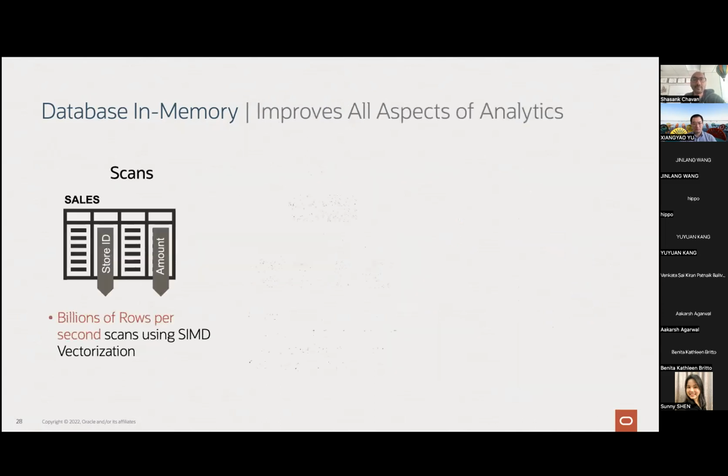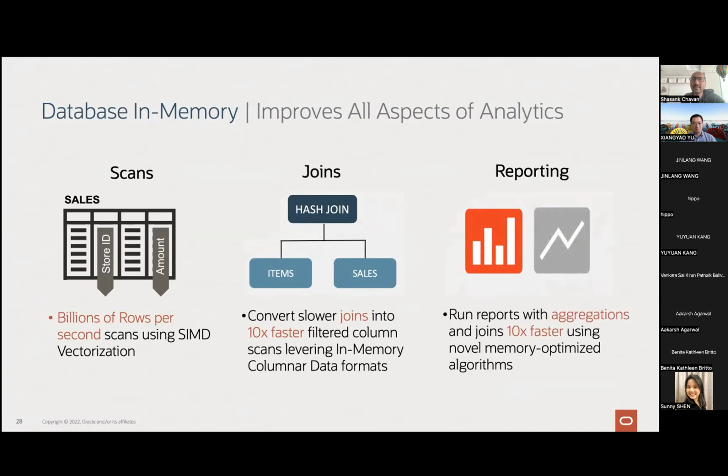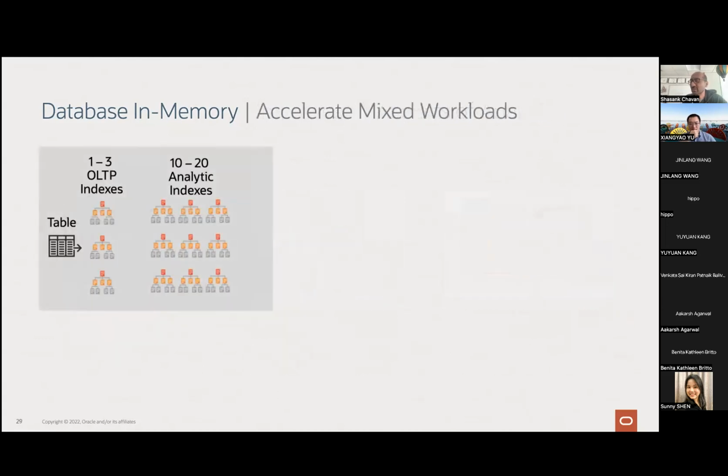Okay, I'm just going to scan through this very quickly. For all aspects of analytics for event stream processing, you need to be able to have very fast scans. You need to be able to join between dimension tables and fact tables very quickly. And you need to be able to do reporting and aggregation very quickly. So we have a lot of technology built around this to make scans, joins, and reporting faster, and I'm going to cover just a few of them in a bit.